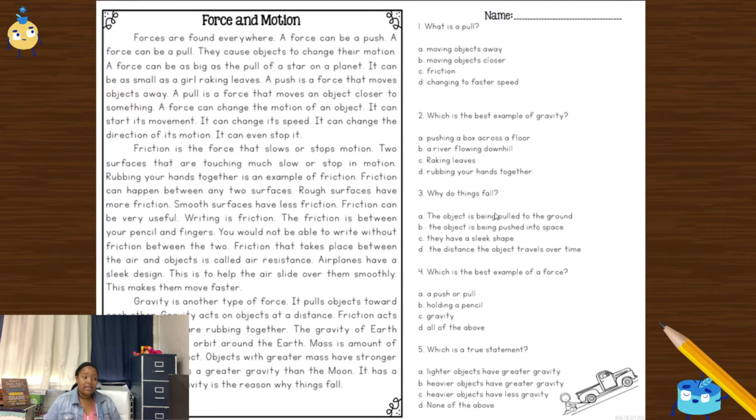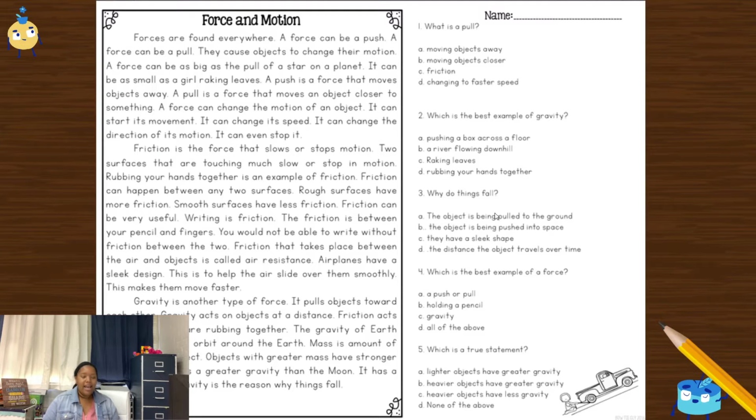Mass is the amount of matter in an object. Objects with greater mass have stronger gravity. Earth has a greater gravity than the moon. It has a greater mass. Gravity is the reason why things fall. So again, gravity, we don't see it, we don't feel it, it's not touching us, but it's a force that is happening to us. So now that we've read, let's look at our questions.